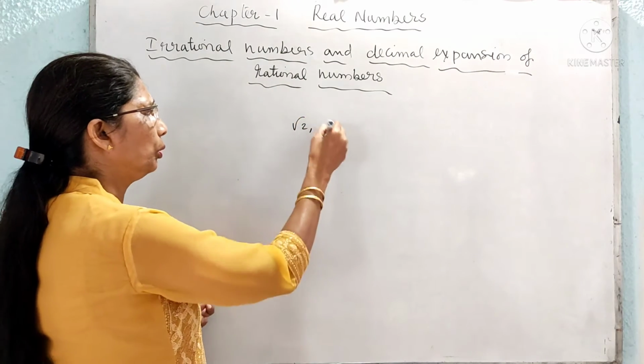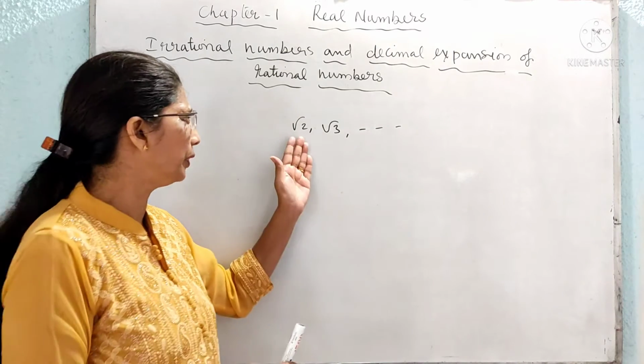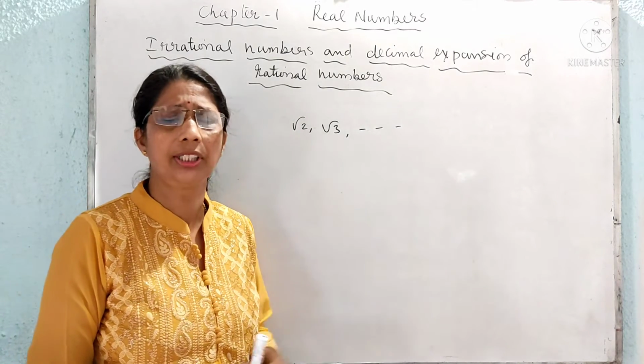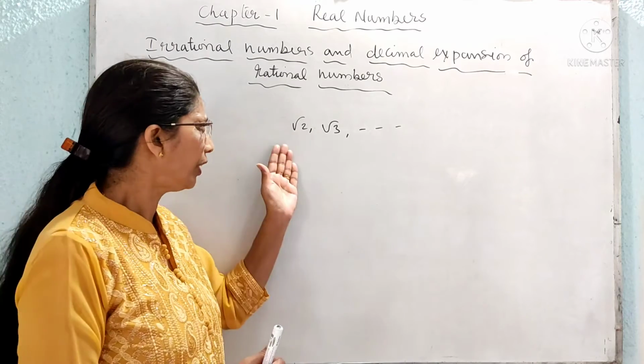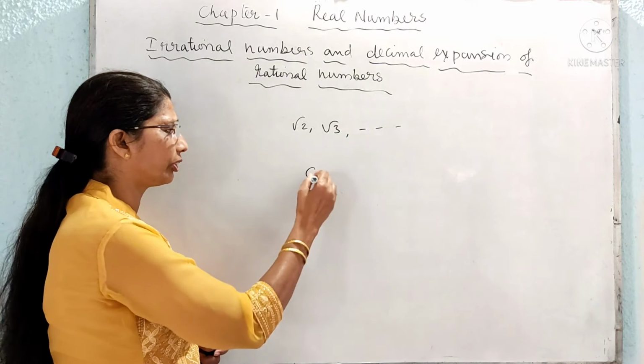Here root 2, root 3, etc. These are irrational numbers. How will we prove that root 2, root 3, etc. are irrational numbers? We prove this by the method of contradiction.